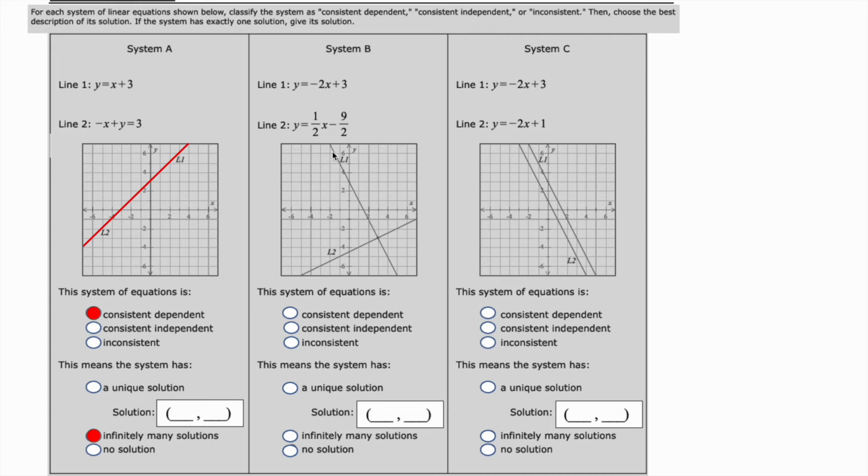All right, so on this one, I can see line 1 and line 2. They are different lines. I'm showing you really quick that you can put it in slope-intercept form so you can see that. y = x + 3, y = x + 3. They are, in fact, the exact same line.